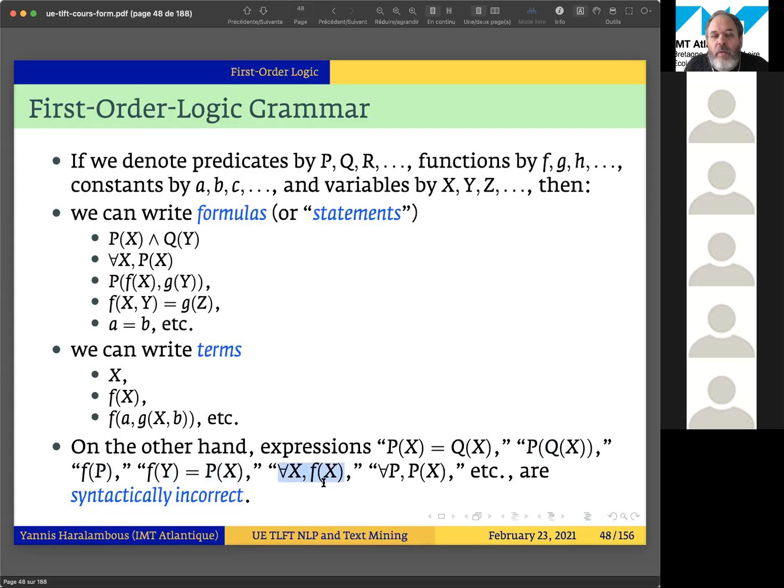This is not a formula because for all X expects a predicate and not a function. This is wrong because you cannot say for all predicates. It has to be variables. So you see all of these are syntactically incorrect. And this is typically something I can ask you next week at the exam. Is this expression a formula or not? So please try to get used to the role played by each one of these.